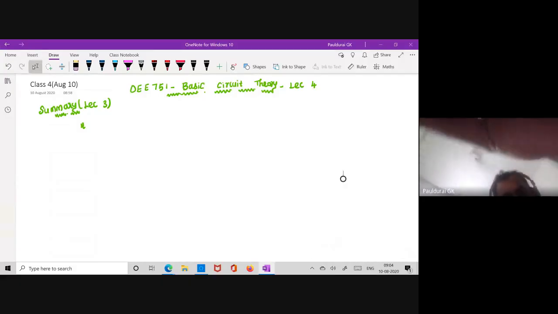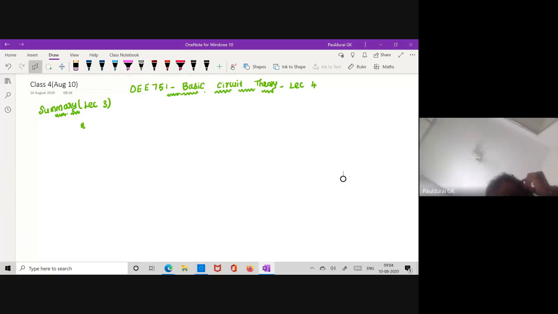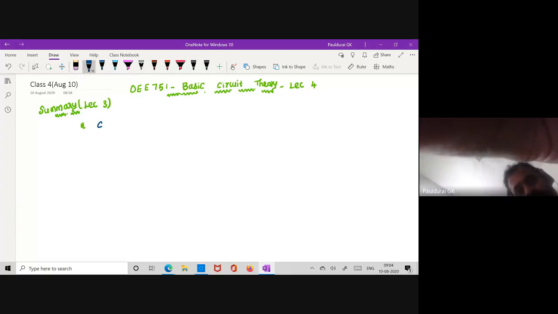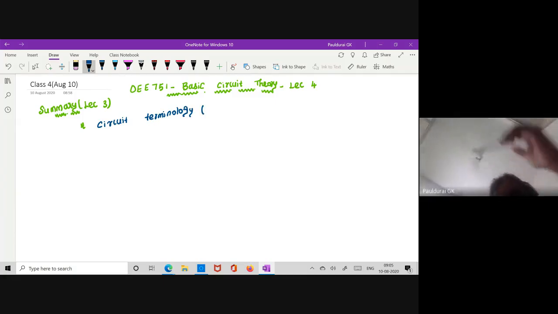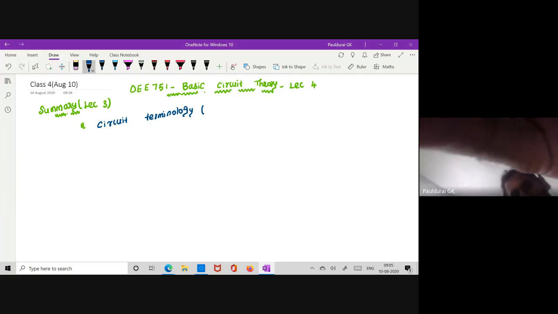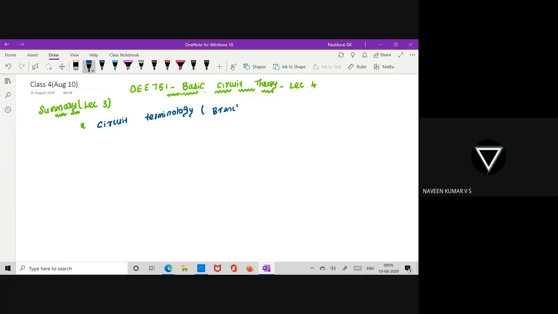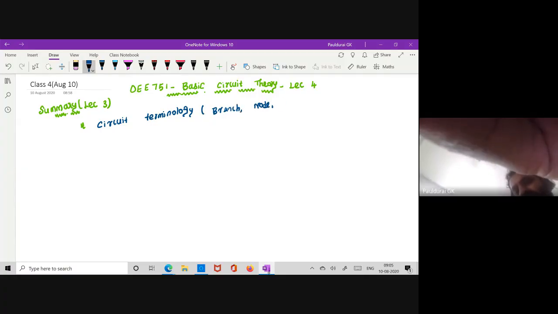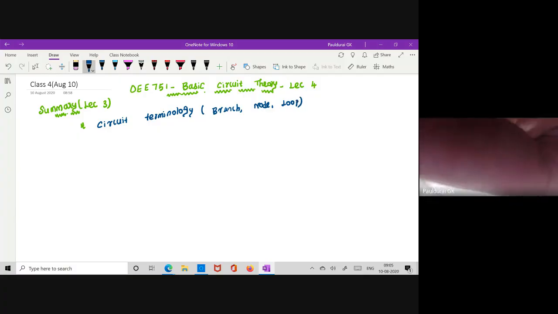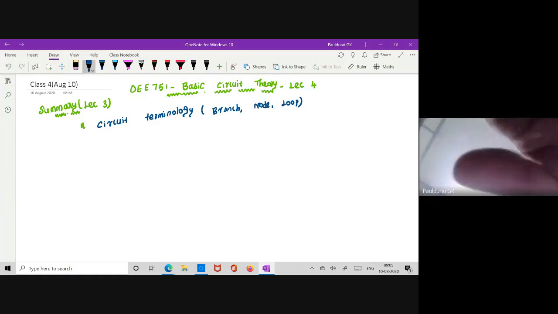To summarize the last class, I started with circuit terminology. In circuit terminology, what did we discuss? Anyone? Branch, node, loop, sir. So branch, node, loop. What is a branch? Circuit elements. It may be a voltage source or current source or resistor or inductor or capacitor.